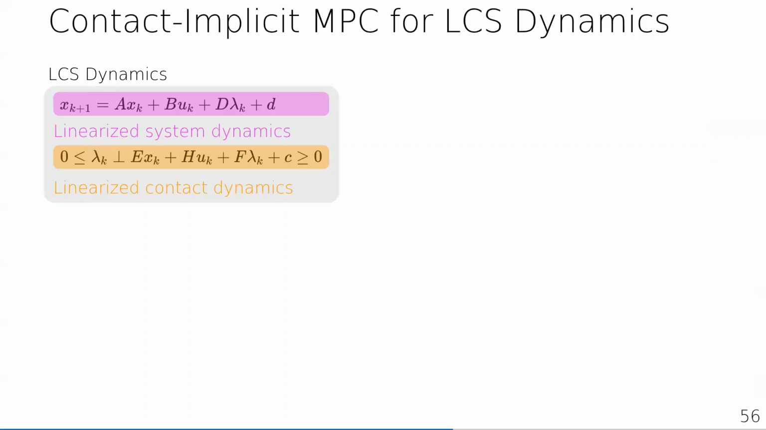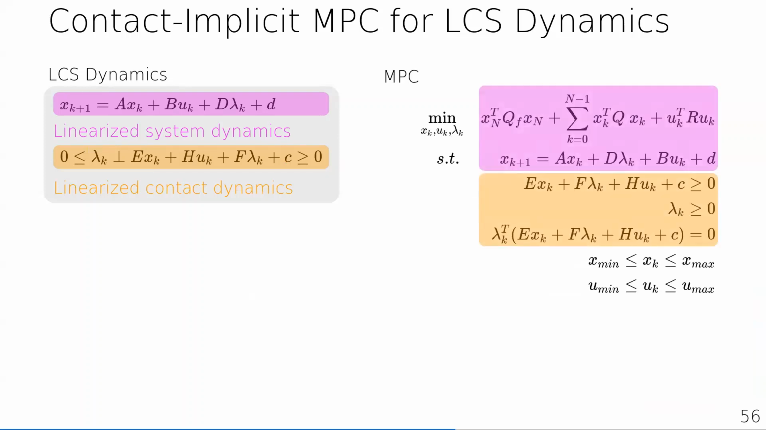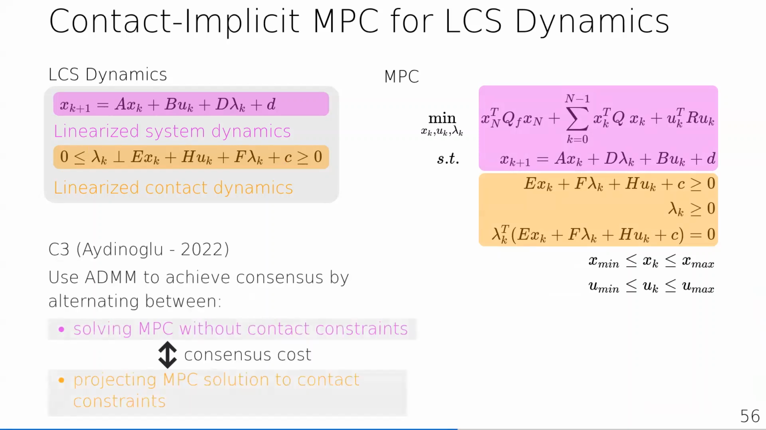How the algorithm works is it takes this LCS and constructs a typical MPC problem with LCS dynamics. We have a simple quadratic cost here and dynamic constraints shown here. The key trick in C3 is to use ADMM to decouple solving the MPC with the dynamics, without the contact constraints, from just satisfying the contact constraints. By doing so, we can eliminate the time coupling of the contact constraints, which is what makes it so challenging to solve. If we want to consider contact for each time step, this leads to an exponential explosion in the number of contact modes. So by decoupling through ADMM, it becomes feasible to solve.